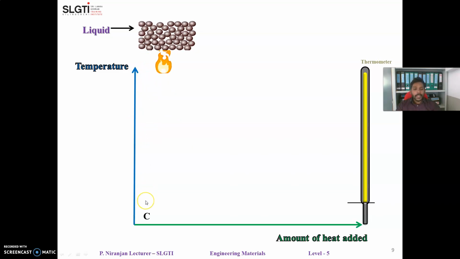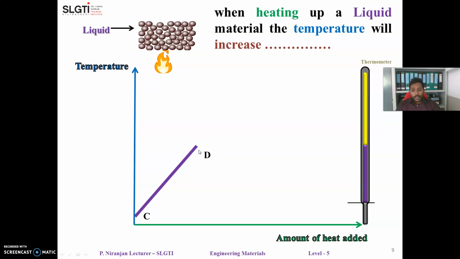I started at point C, a certain point. If I heat up my liquid material, the temperature gradually increases. You can see my thermometer also gradually increases until a certain point. Here I mark that point as point D. It means at point D the liquid is going to change its state.